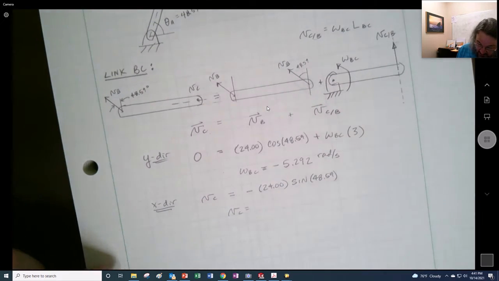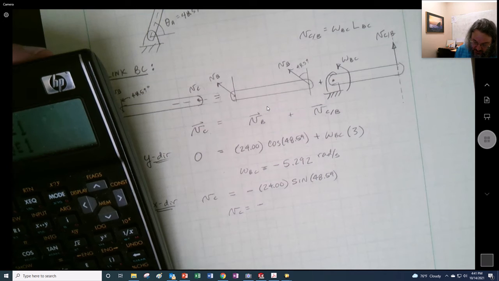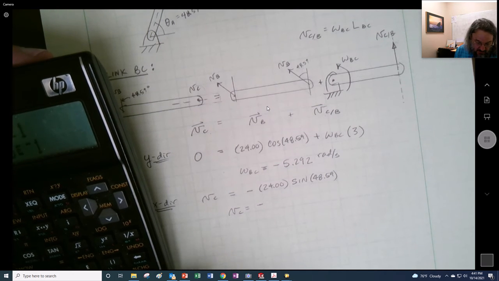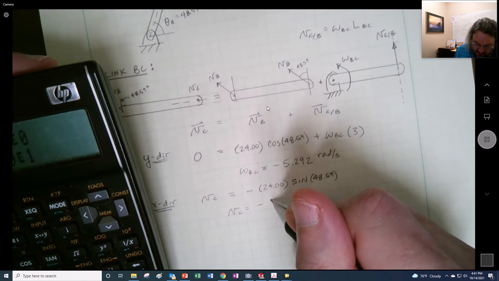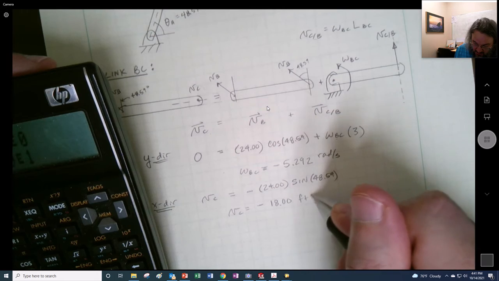Velocity of c is just going to be negative 24 times 48.59 sine times. So that should come, it comes out to 18.00 feet per second.